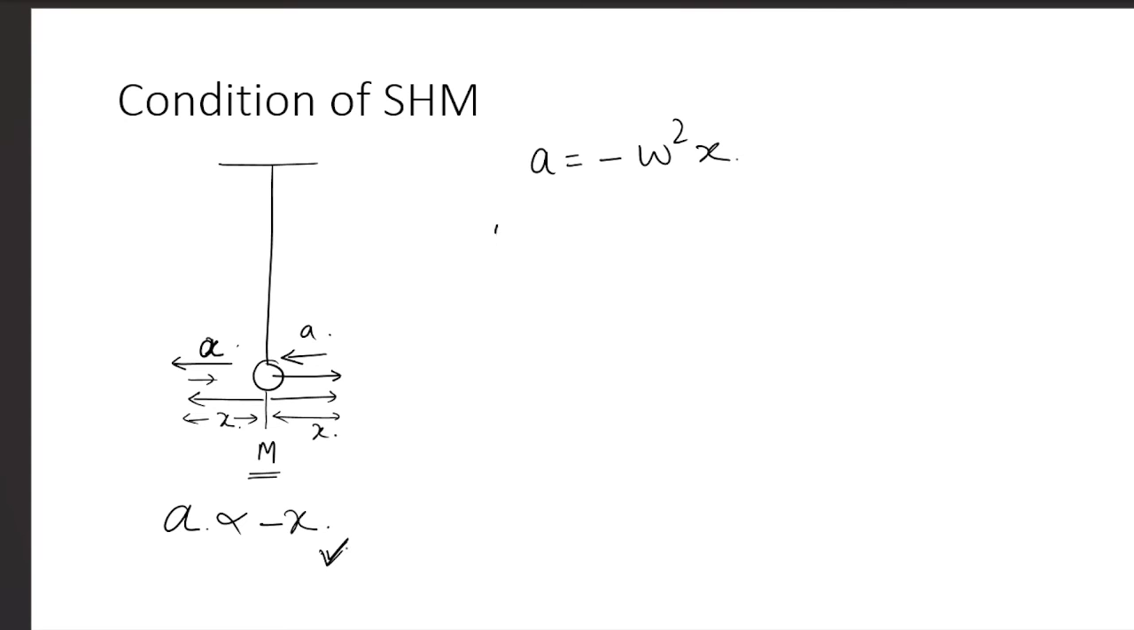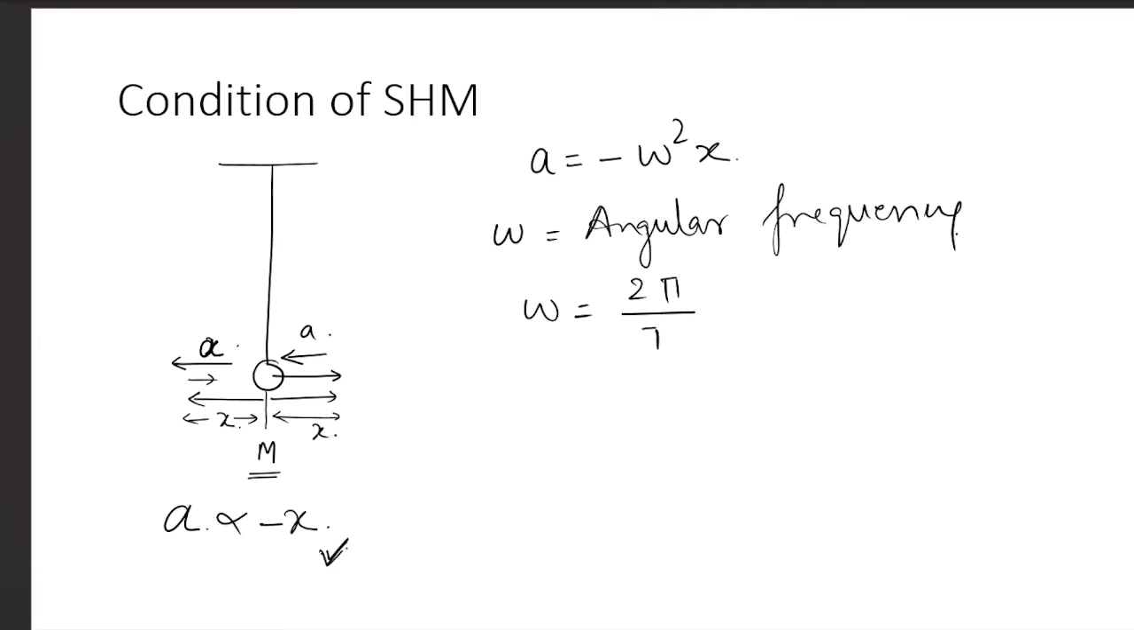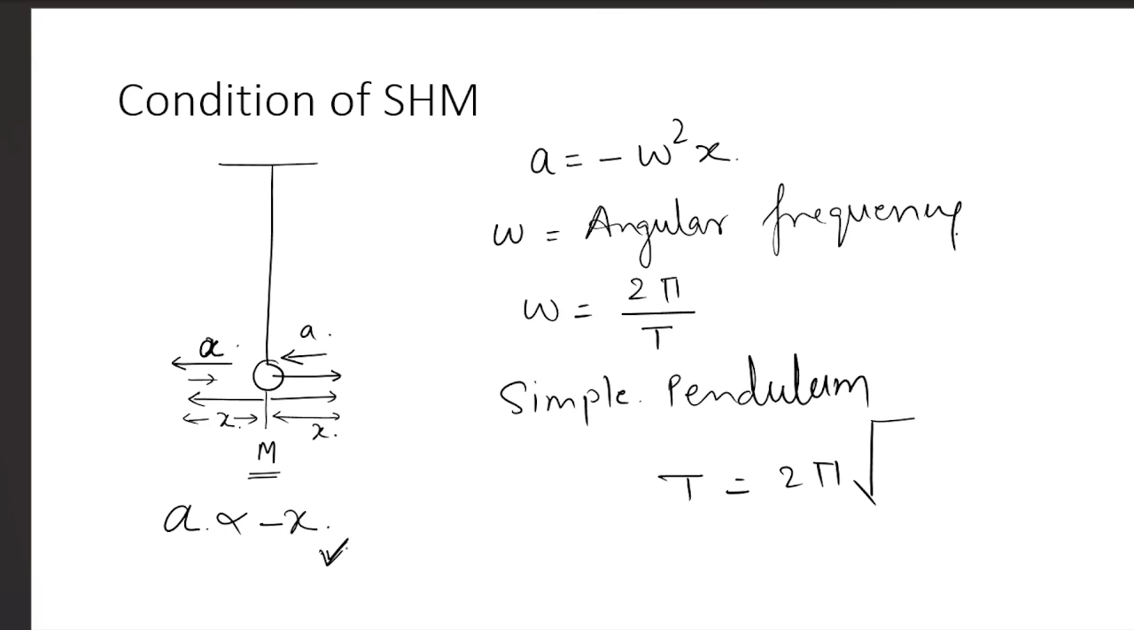And omega here represents the angular frequency. Omega is written as omega is equal to 2 pi by T. In case of a simple pendulum, if we want to find the time period of the simple pendulum, we can write T is equal to 2 pi under root L by g.